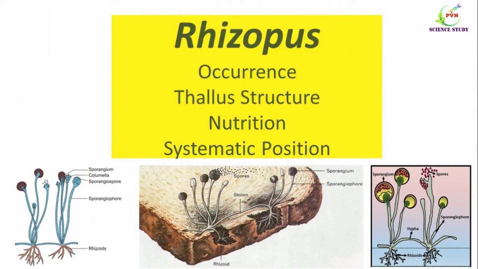In previous lecture we have studied classification of fungi, and today we are going to study a very important fungi, that is Rhizopus. In this lecture we are going to study occurrence, thallus structure, nutrition and systematic position of Rhizopus. And in next lecture we are going to study reproduction in Rhizopus.